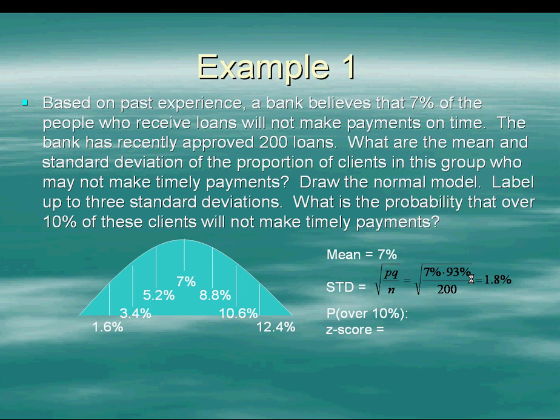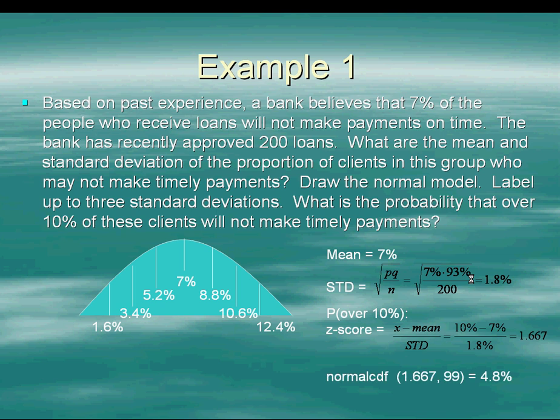Now we're going to find the probability that over 10% of the people are not making timely payments. To do this, we find a z-score. The z-score is x minus the mean over the standard deviation. Here our x is 10%, minus the mean, which is 7%, over the standard deviation, which is 1.8%. That gives us a z-score of 1.667. You have to subtract, hit enter, and divide in a second step. You can't do it all in one step. You'll get the wrong answer.